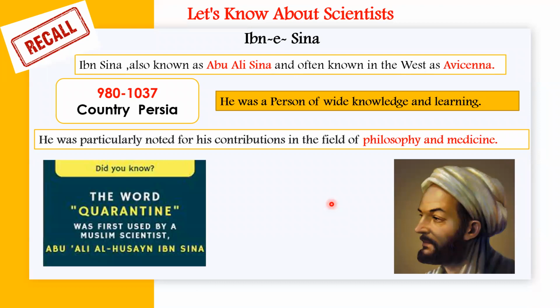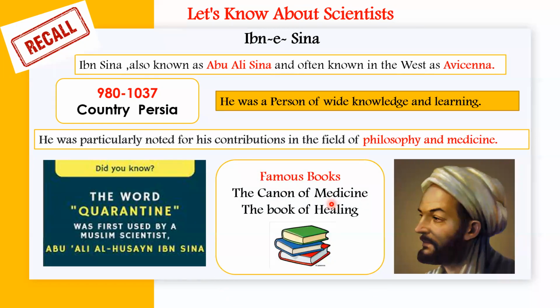And do you know that the word quarantine was first used by the Muslim scientist whose name was Abu Ali al-Hussein ibn Sina? He was the first one at that time who used the word quarantine, and at that time he separated the patient for 40 days from the rest of the people, and he experimented over there, and he was finding the solution of such diseases.